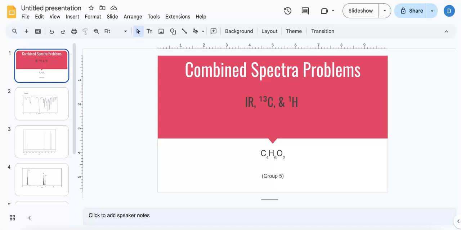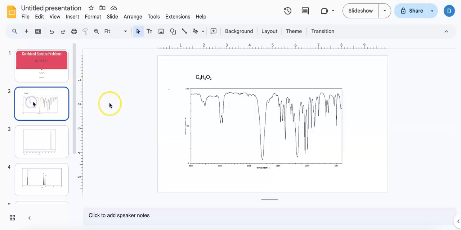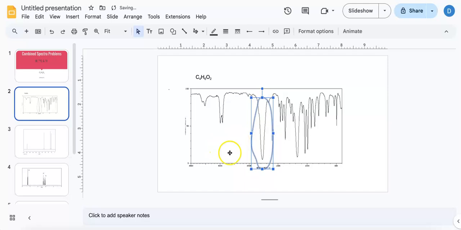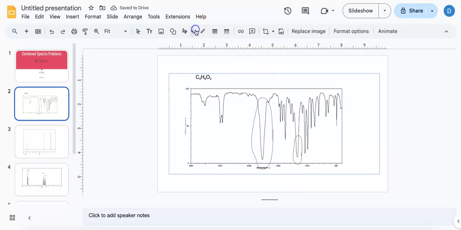I was put into group 5, so my molecule is C4H6O2. I'm going to start with the IR spectra that was given, and I'm going to circle a few things that are relevant here. It's a little bit hard to see, but this big peak here we're going to start with. That ends up at around 1750. And then we're going to focus on this one here at about 1200, and then this one here at about 1100.